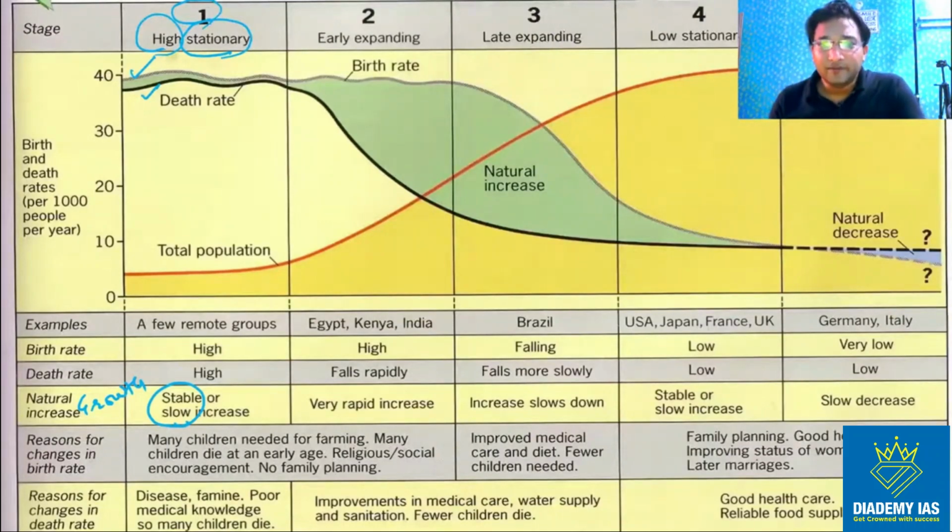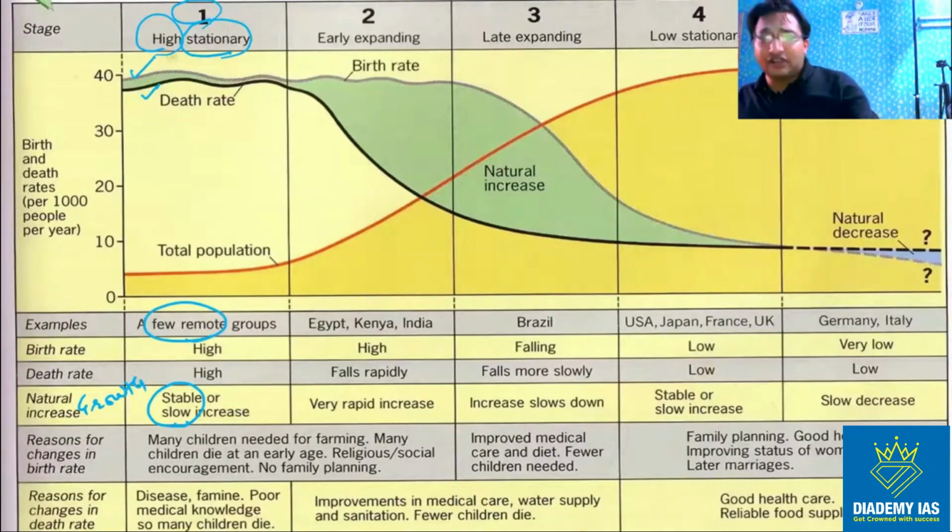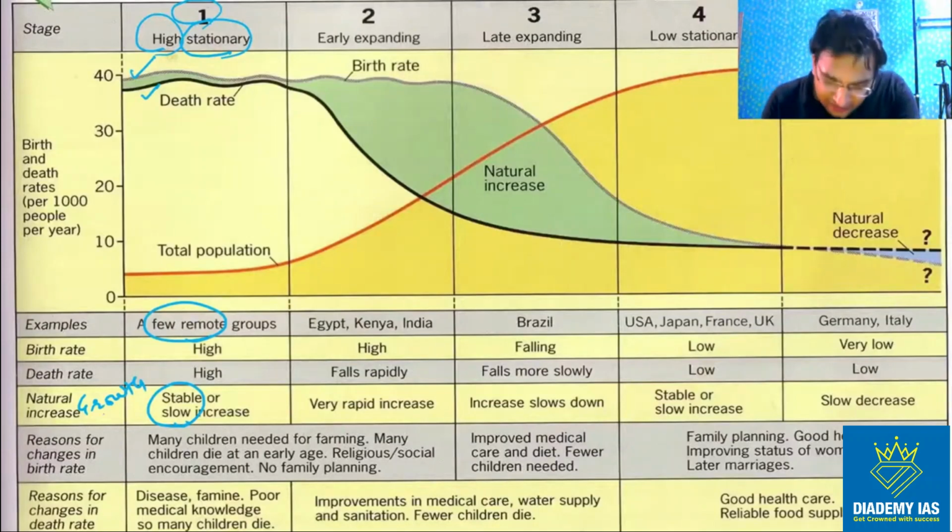This situation happens in the least developed countries, those countries who do not have much resources, pre-industrial societies, right? And nowadays this might happen in the very few remote groups, right? So nowadays in this stage we find very few countries, right? So why the birth rate is high in these regions? The birth rate is high because most of these societies, their economic structure is having the major role of agriculture.